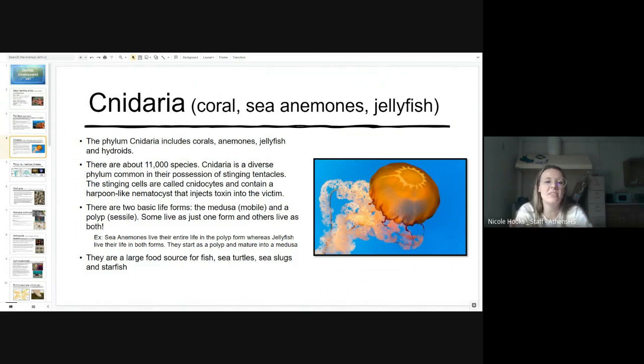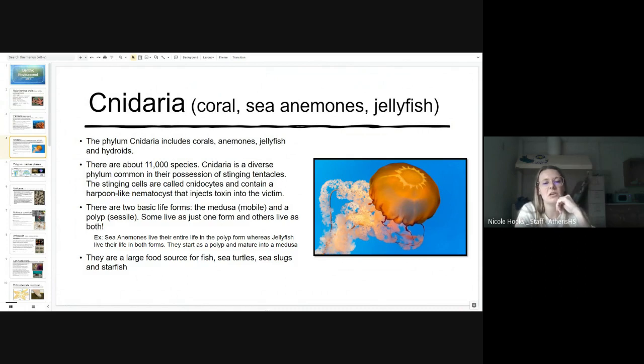But there are 11,000 species. It's pretty diverse, but they all have a stinging tentacle, which you learned about in your classwork and bookwork, called a nematocyst. That nematocyst is harpoon-like, so it goes into the skin and latches on, and will then inject a toxin that is a stinging sensation. And so that can sting its victim. If you've ever been stung by a jellyfish before, you've felt that. It is not fun, but it is like a mini harpoon that goes inside.